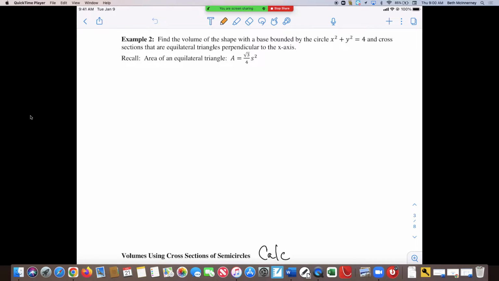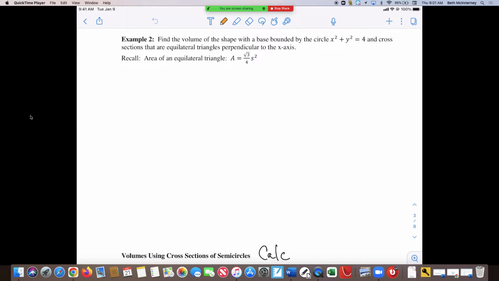So let's pop to example 2, because yesterday we played with the Play-Doh and we made the semicircles and some equilateral triangles. So let's look at example 2. It says find the volume of the shape with a base bounded by the circle x squared plus y squared equals 4 and cross sections that are equilateral triangles perpendicular to the x-axis. Even though we developed this yesterday, there's the area formula of an equilateral triangle: A equals square root 3 over 4 s squared.